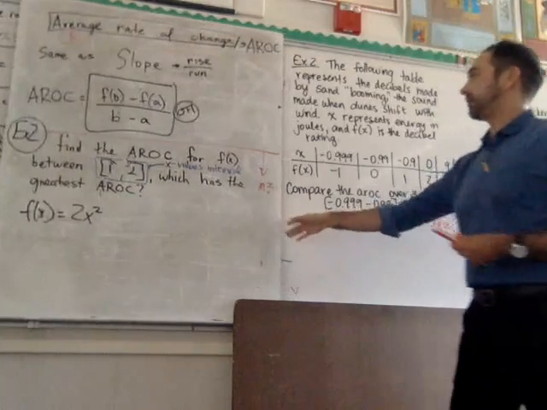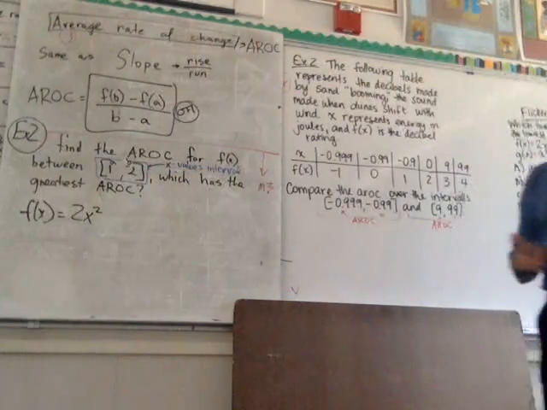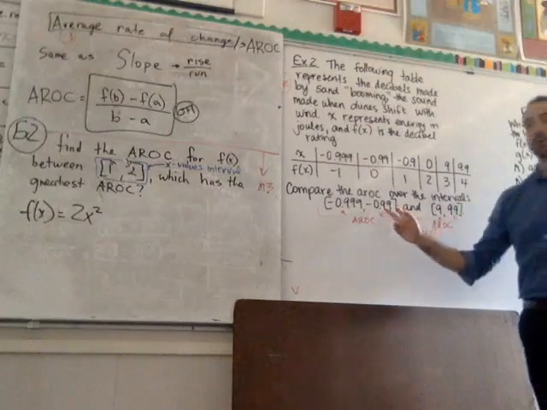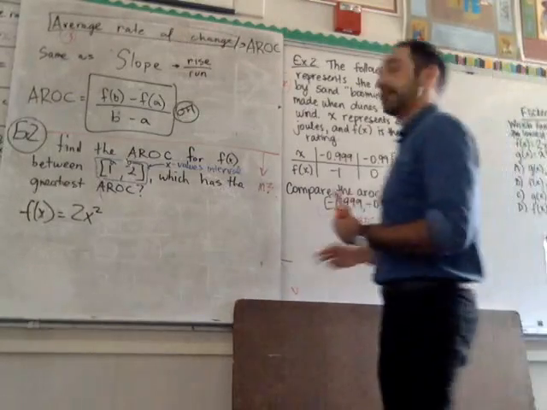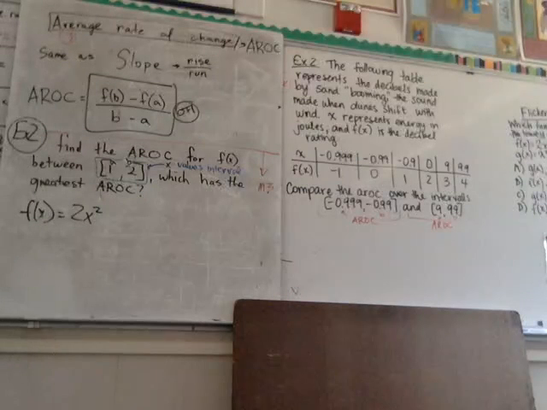But you basically now over here, instead of 1, 2, which is an easy interval, here we have negative 0.999 and negative 0.99. 9 and 99 might be a little easier to work with.